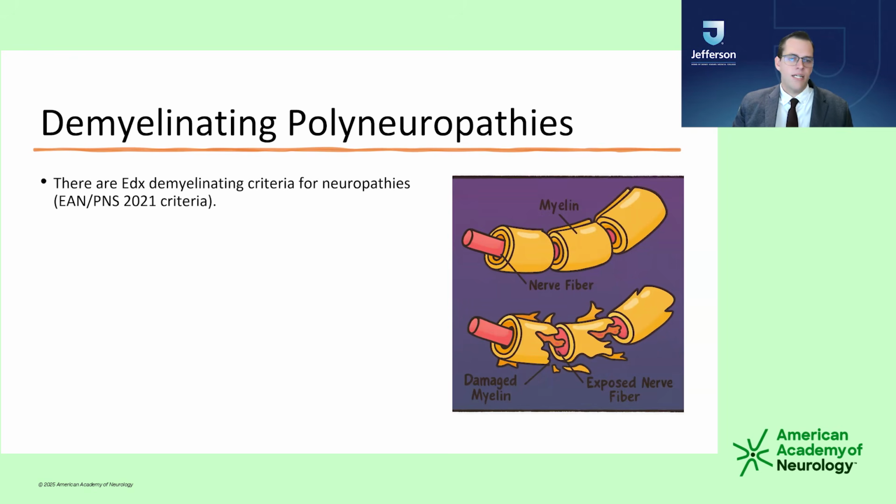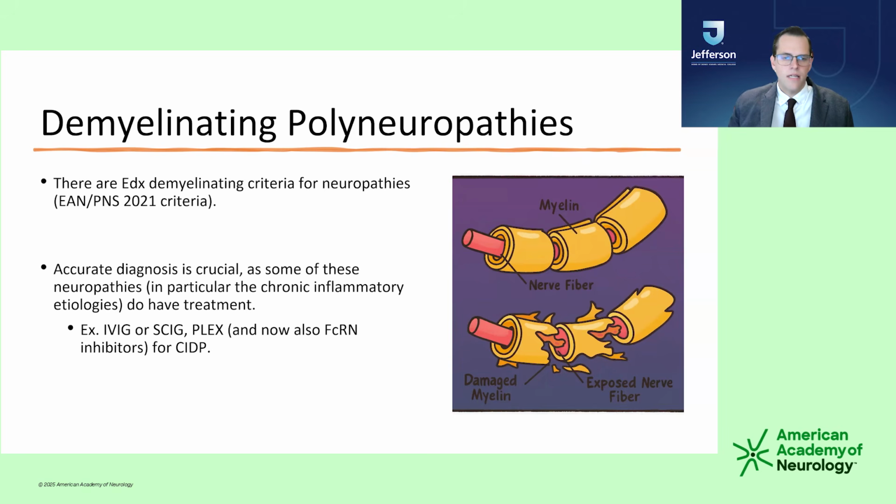There are electrodiagnostic demyelinating criteria for neuropathies. The European Academy of Neurology and the Peripheral Nerve Society produced 2021 guidelines. It's a long guideline that is very nuanced, so I recommend reading it after this lecture. Accurate diagnosis is crucial as some of these neuropathies, and particularly chronic inflammatory etiologies, do have treatment, such as IVIG, PLEX, and now also FcRn inhibitors, which target neonatal Fc receptors for IgG. Blocking the FcRn leads to increased degradation of IgG, reducing autoantibody burden without broadly suppressing immunity like steroids do.